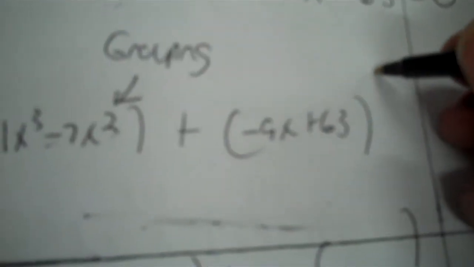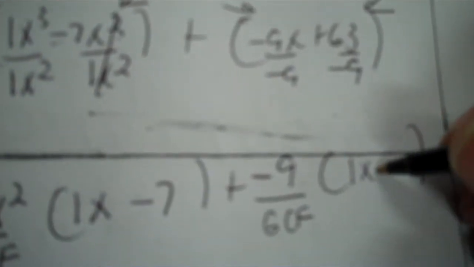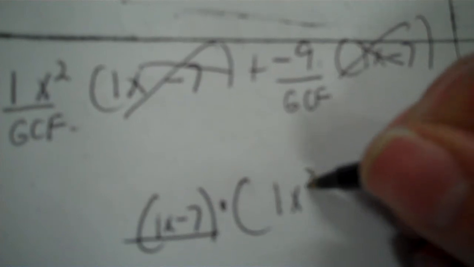Do your negative check. 1 and 7 is 1. Variable check. Negative check. 9 and 63 is 9. So you go up and divide these by 1x to the second, and you divide these by negative 9. So it'd be 1x, because x to the first, minus 7. And guess what happens here? Same thing. So 1x minus 7 is factored out. And then I combine the GCFs into a binomial. So 1x to the second minus 9.